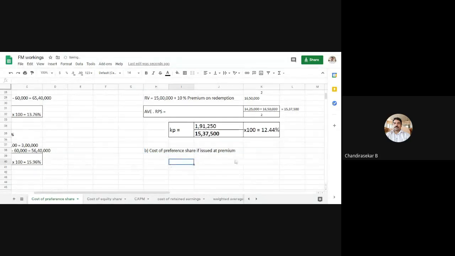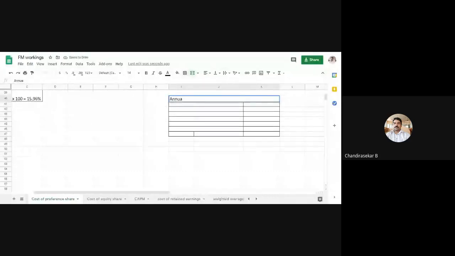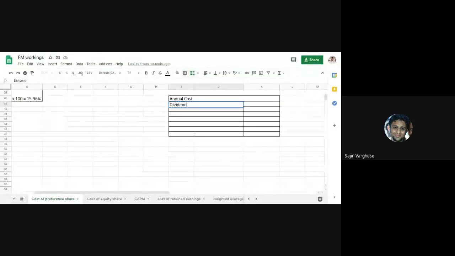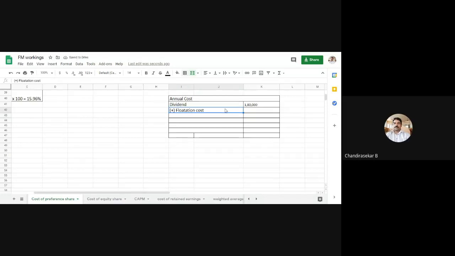So when you are going to calculate the annual cost, what things will come here, like the previous one? Annual dividend, 1,80,000. Along with this, the flotation cost. When you are calculating flotation cost, 10% extra is applicable only for premium, okay? So 15 lakh is the value. Plus premium, how much is the premium?